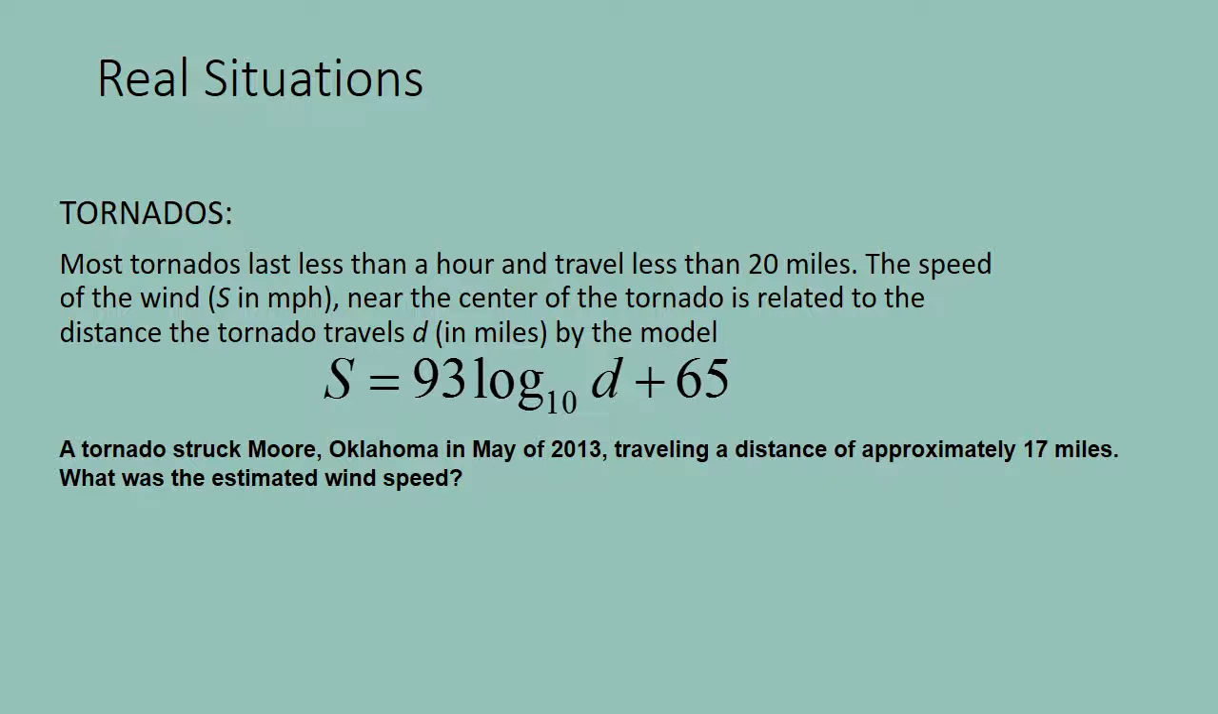If I was to solve, I would start off by replacing the d value with the total distance traveled. If I have 93 log base 10 of 17 plus 65, I can use my calculator to solve that value. Now notice that it has a base of 10. When we have a base of 10, based on the previous lesson, that's called our common log. So you don't need to do any change of base formula. You can just plug this straight into the calculator just as you see it.